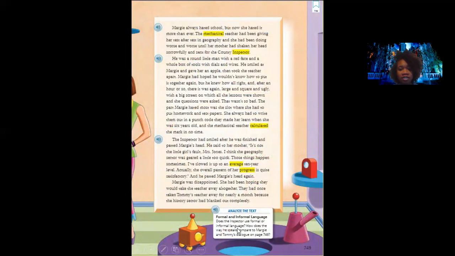So then analyze the text. Formal and informal language. Does the inspector use formal or informal language? How does the way he speaks compare to Margie and Tommy's dialogue on page 746?